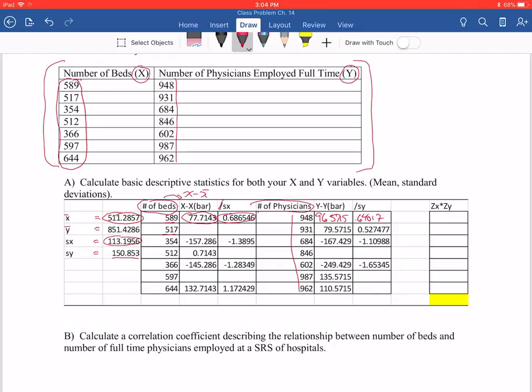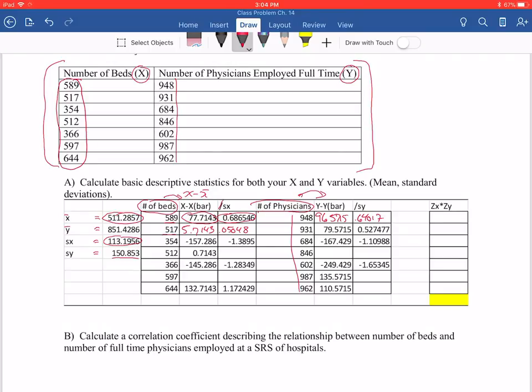So you take your value of number of beds and subtract it from your x bar. So 517 minus your x bar of 511.28, and you would get 5.7143. Divide by the standard deviation of x, and you get 0.05048. So now you can see the steps.